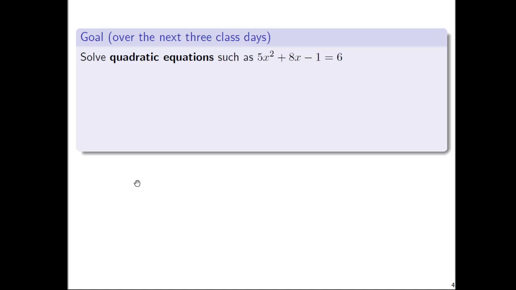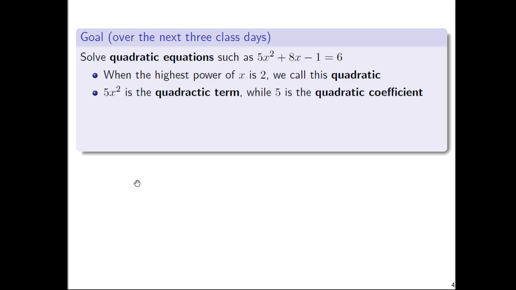Our goal over the next 3 class days is to solve quadratic equations, such as 5x squared plus 8x minus 1 equals 6. When the highest power of x is a 2, then we call this a quadratic. So you see this 5x to the 2, emphasis on the 2, there's no x to the 3 anywhere. 5x to the 2 is the quadratic term, while 5 is the quadratic coefficient. Just the number in front of x squared is called the quadratic coefficient.